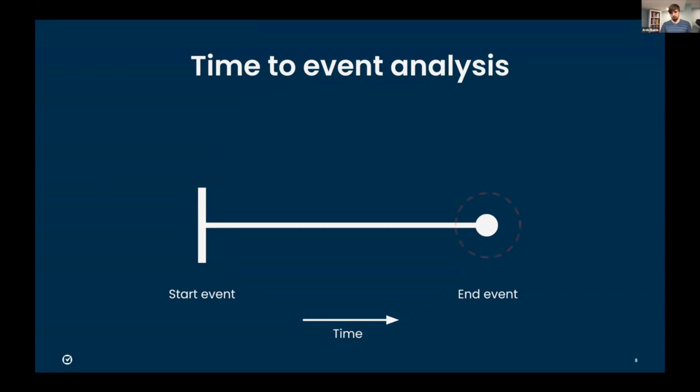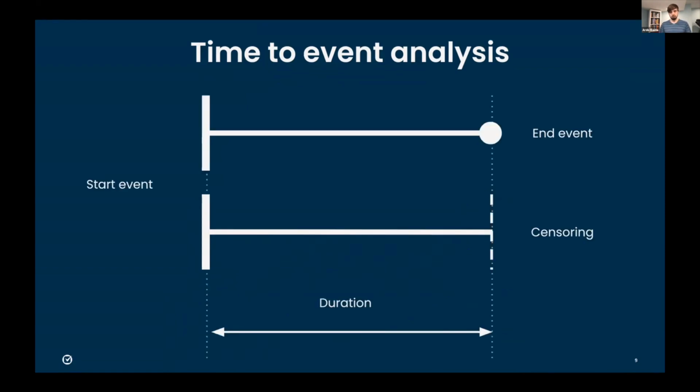And what this means is that instead of just focusing on whether the end event occurred, in this case, whether the customer churned, we instead look at the durations from start event to the end event, but we also include the cases where the event did not occur, but it just went beyond the horizon we're looking at. So this kind of stuff is called censoring.